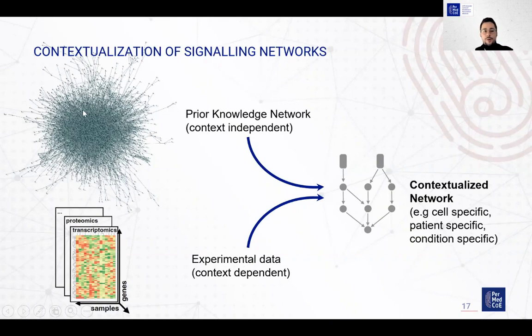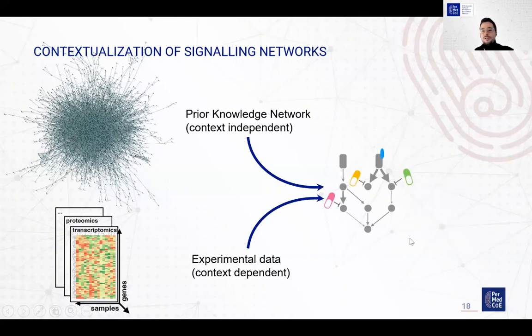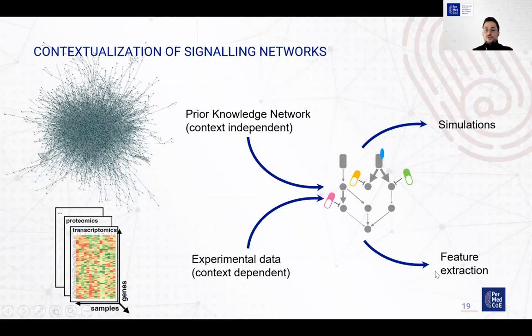So this is the idea, right? We start with our prior knowledge network that we can retrieve from OmniPath. We have different kinds of omics data, and we use methods like CARNIVAL and CellNOpt in order to get only a subnetwork of the signaling that encodes, for example, cell-specific, patient-specific or condition-specific behavior. And once we have this kind of network, we can do more things with it. For example, we can do simulations. We can imagine, okay, we have this drug, which has this target, we perturb this node, what would happen? What would be the response in the network? And we can also use those networks, as I explained before, to extract features that we can use for a different step, for example, for machine learning.